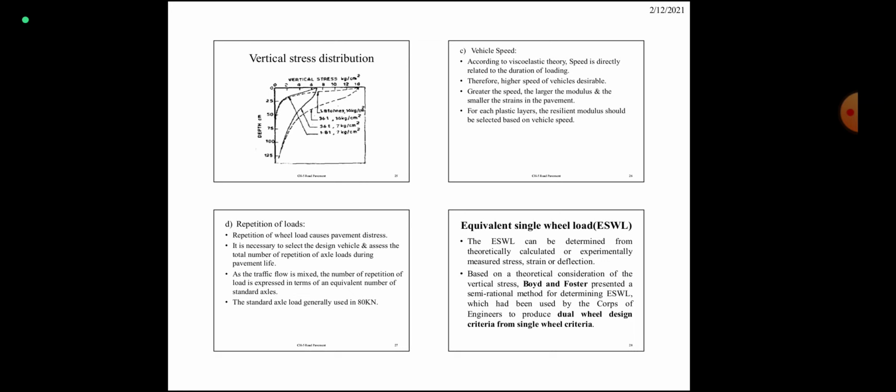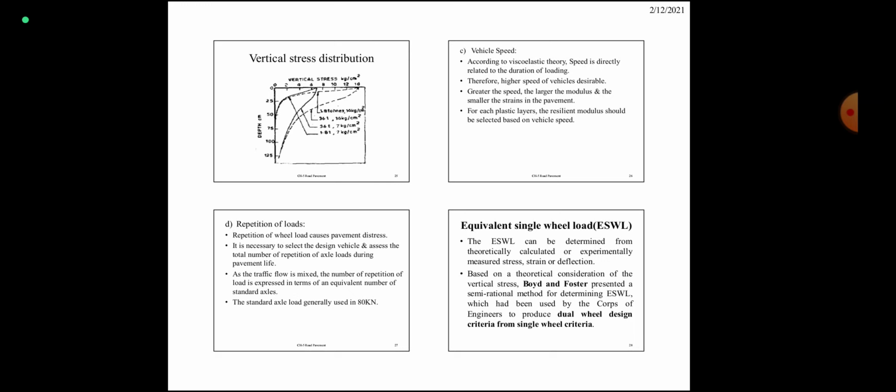Repetition of loads. Repetition of wheel load causes pavement distress. It is necessary to select the design vehicle and assess the total number of repetitions of axle loads during pavement life. As the traffic flow is mixed, the number of repetitions of load is expressed in terms of an equivalent number of standard axles. The standard axle load generally used is 80 kN.